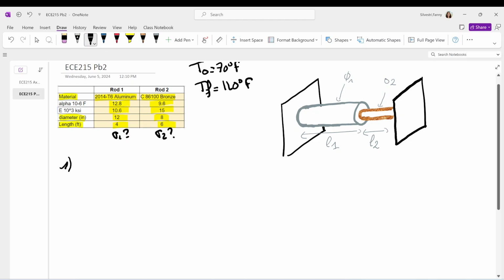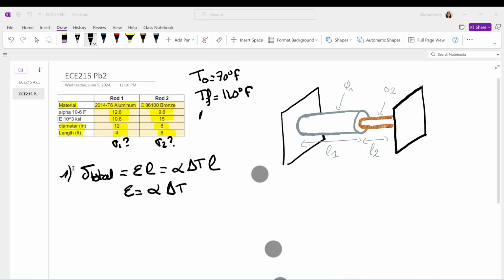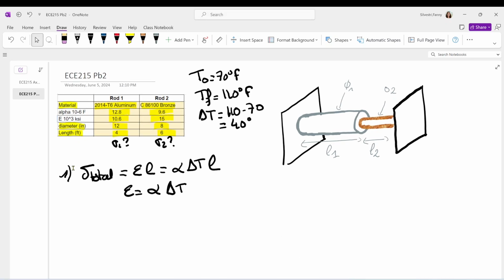The first step will be to find the expansion due to the temperature, the total delta. So that will be equal to what? That will be equal to epsilon times L, and epsilon equals alpha times the delta T, the thermal change. It's an uppercase delta. So this is equal to alpha delta T times L. So we have the alpha for both rods. We have the delta T, which is 110 minus 70, equal to 40 Fahrenheit. And the L is the L for each rod.